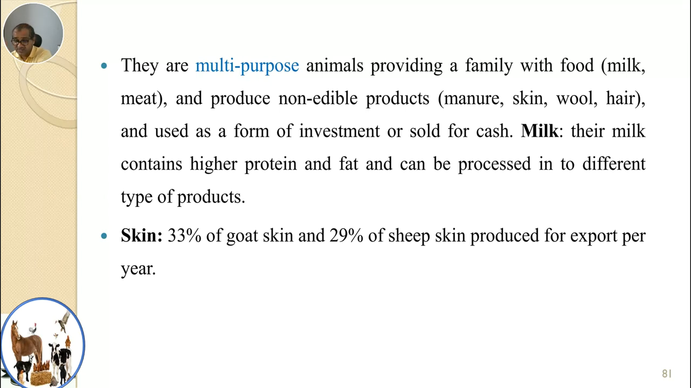And milk is also another commodity. That's the beauty of the sheep and goat, especially goat milk, which contains higher protein and fat and can be processed into different types of products. Apart from this, they also yield skin, and 33% of the goat skin and 29% of the sheep skin is produced for export per year. So export importance is also there.